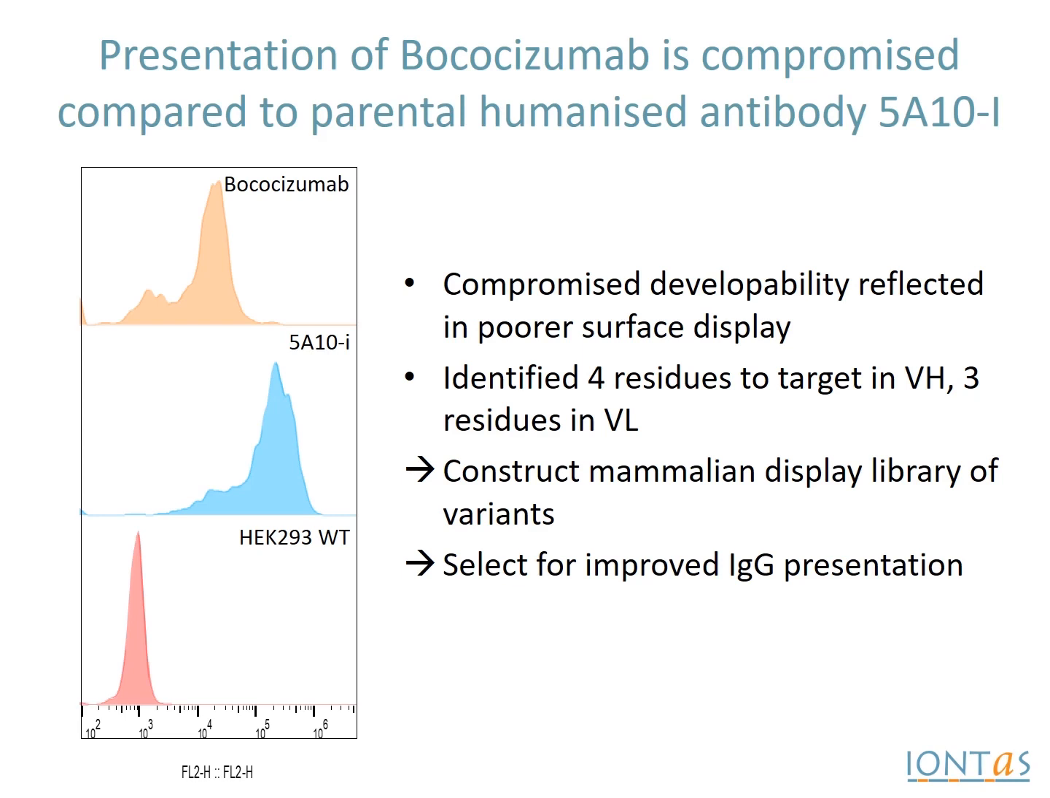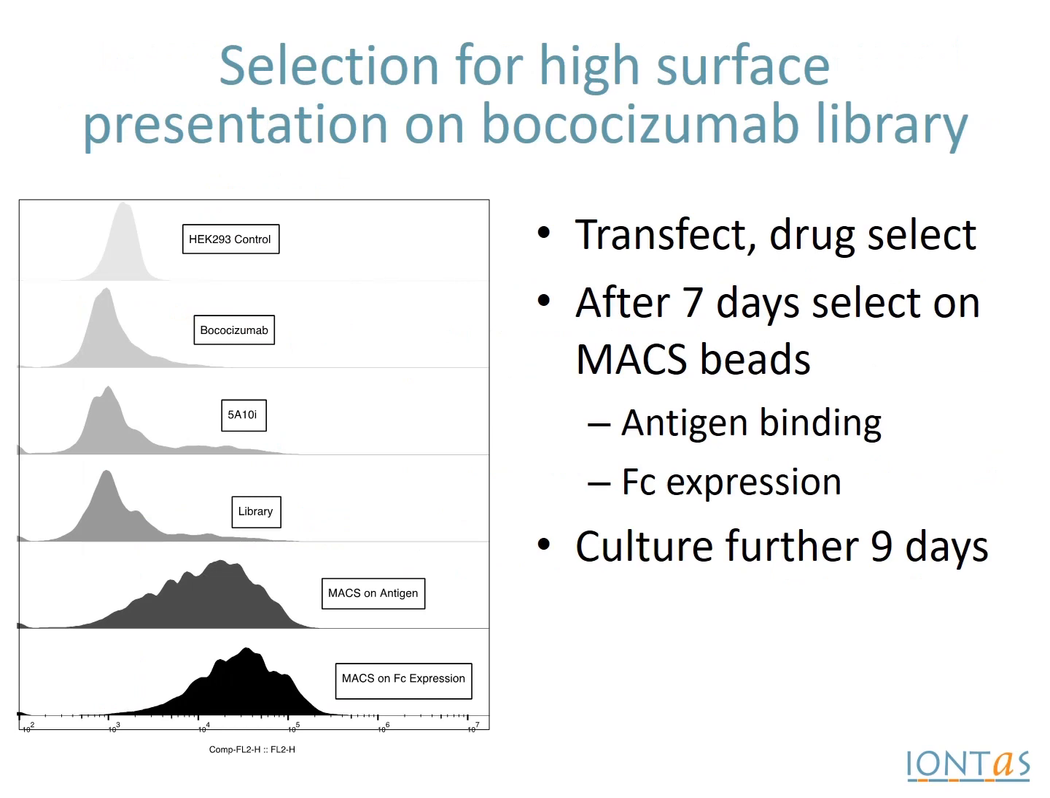So we again looked at bococizumab and identified a number of residues that we felt may have contributed to the problems. So we identified 4 residues in the VH region and 3 residues in the VL, and we constructed a library where we mutated in these positions, and we selected then for improved FC presentation on the cell surface. So this next slide shows us the result of that.